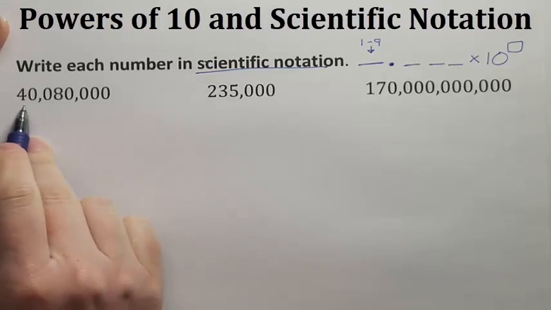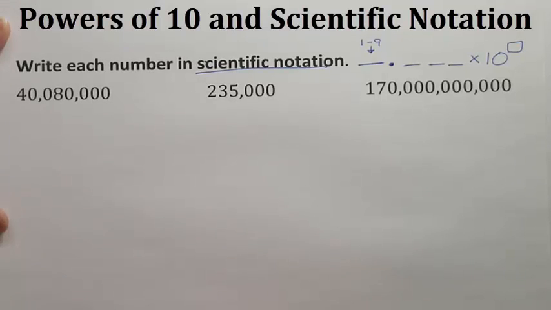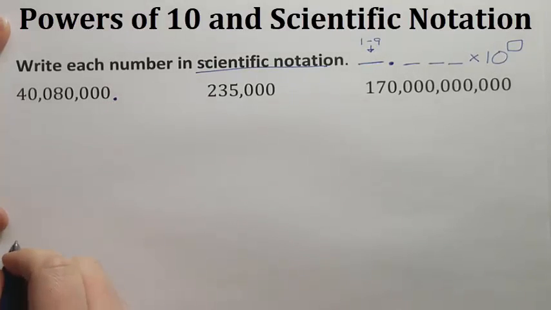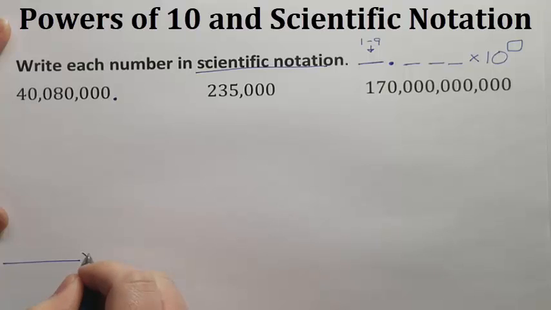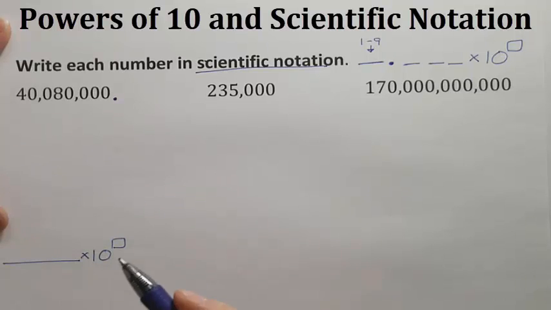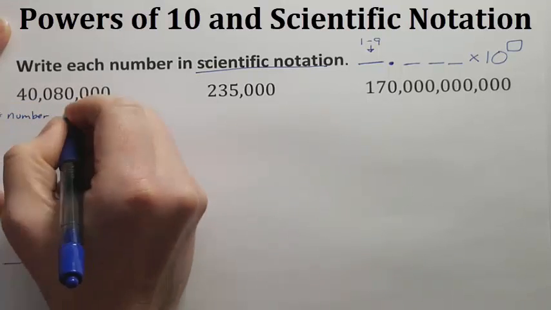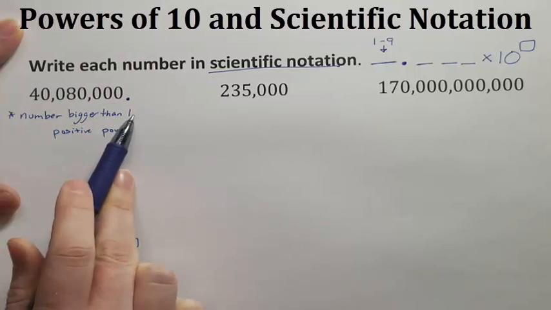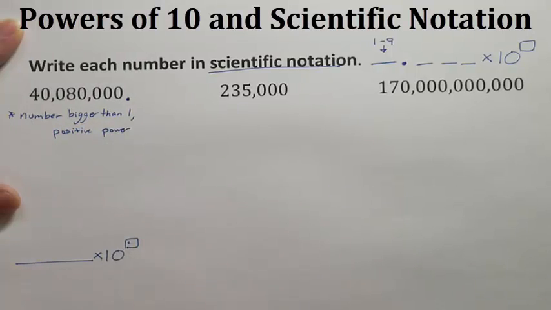So let's go ahead and look at this. Where is my decimal? My decimal is currently right here. So on the very bottom, I'm going to write, I need something times 10 to a power. This is what I'm looking for. So is this number bigger or smaller than 1? Our number is bigger than 1, which means I get a positive power. So I put a little plus sign there so I remember it's a positive power.